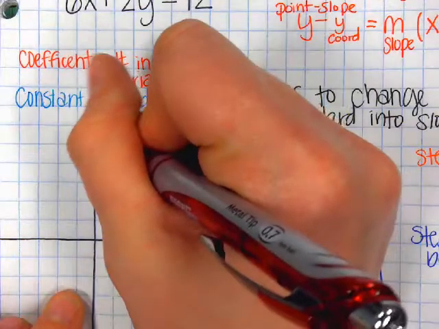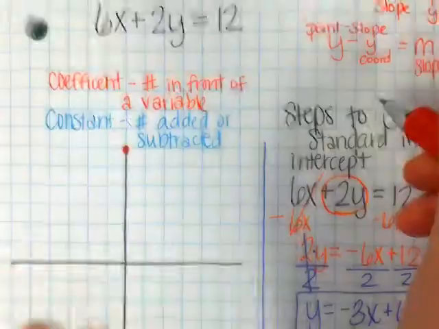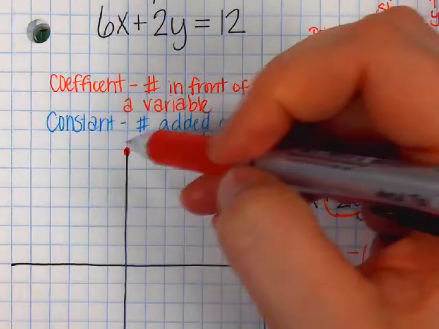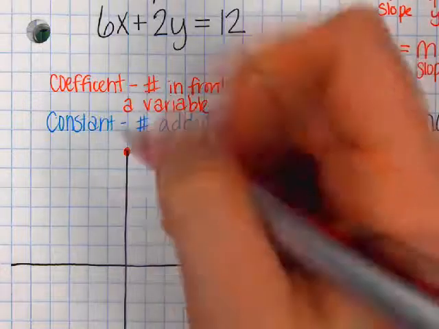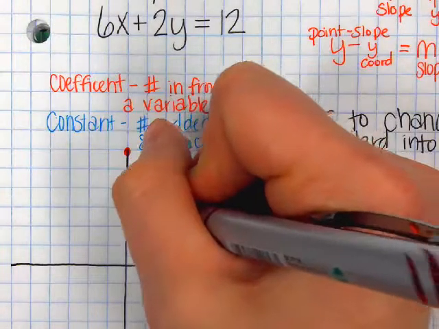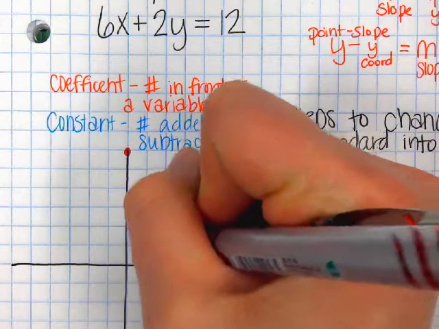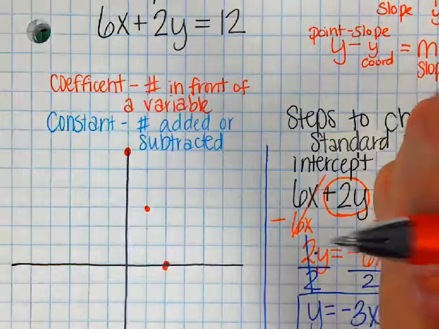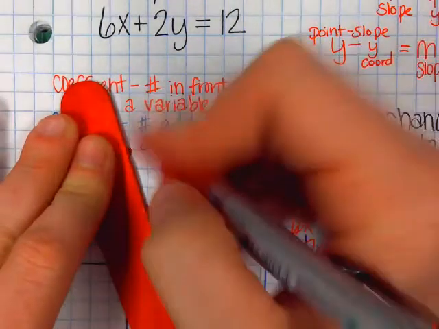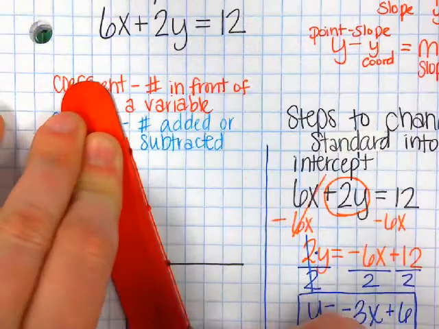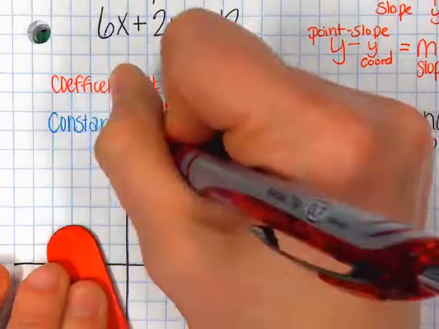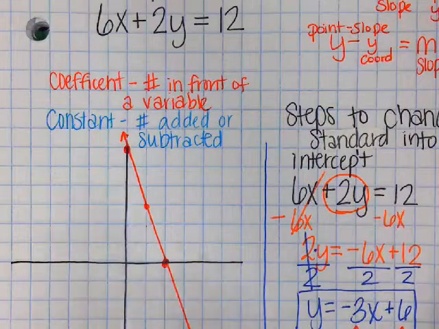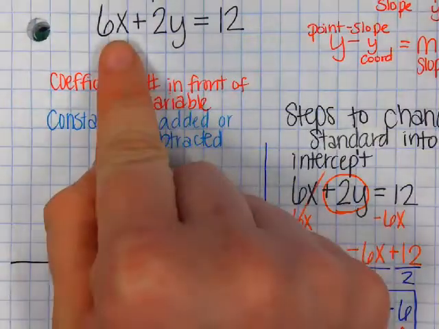1, 2, 3, 4, 5. I should have moved that down, but that's okay. So 6. Now my slope is negative 3, so I need to go down 1, 2, 3 over 1, down 1, 2, 3 over 1. So that would be this line.